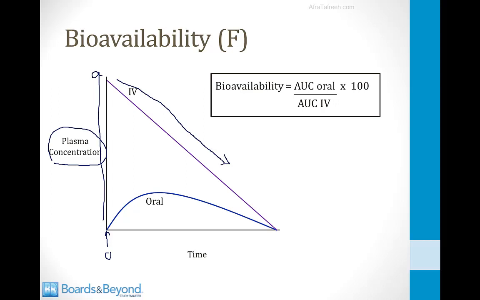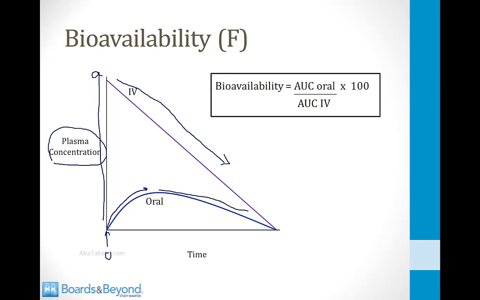Then we're going to repeat the experiment and administer the drug orally at time 0. And what you see when you administer it orally is you see a slow rise in the plasma concentration as the drug gets absorbed. And the rise is generally not as high as the IV drug because some of it doesn't get into the bloodstream, both from absorption and metabolism.